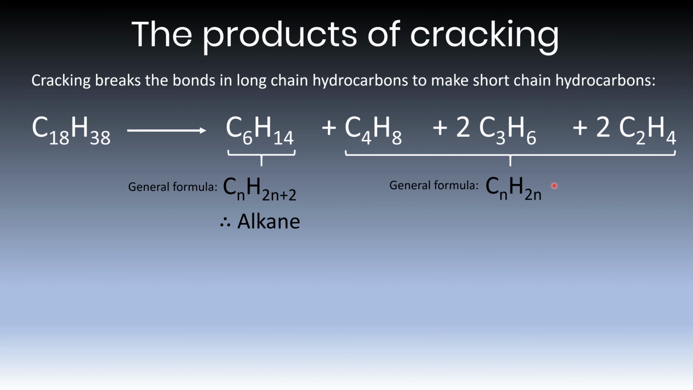So these hydrocarbons abide by a general formula of CnH2n, meaning that the number of hydrogens is only double the number of carbons. It's not double the number of carbons and 2 like an alkane. If a hydrocarbon follows this general formula of CnH2n, then it can be classified as an alkene instead.